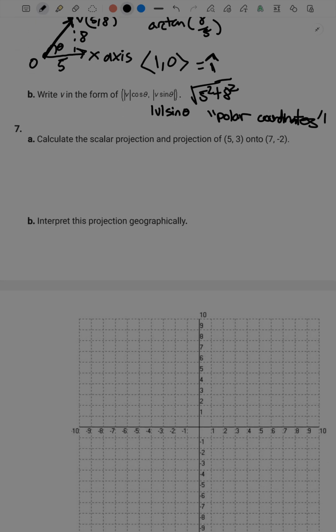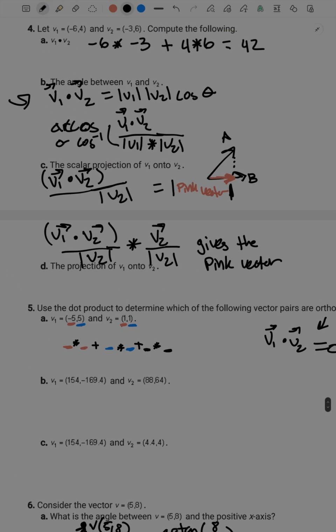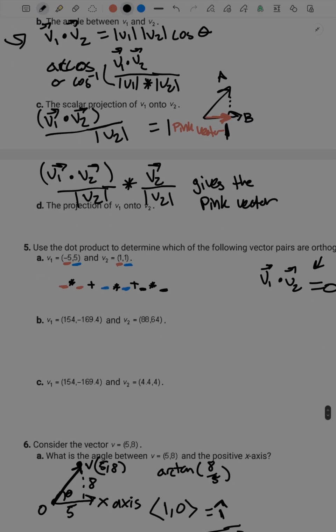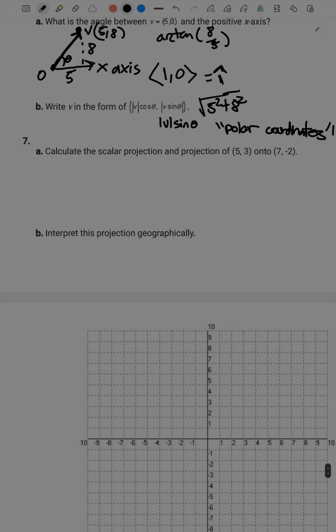Okay, part number 7 here looks to be more practice with scalar projections and regular projections. This we've already gone over up here, using this formula right here, where we have the dot product divided by the magnitude of the vector you're projecting onto, and that gives you the scalar projection. And then you can multiply that scalar projection by the unit vector version of the vector you're projecting onto. So I recommend using that formula for part A up here.